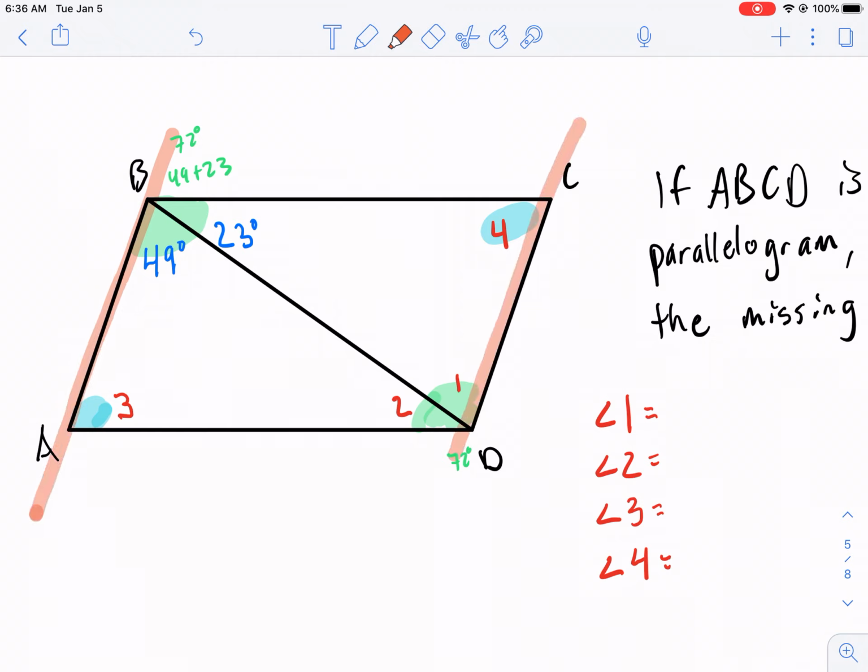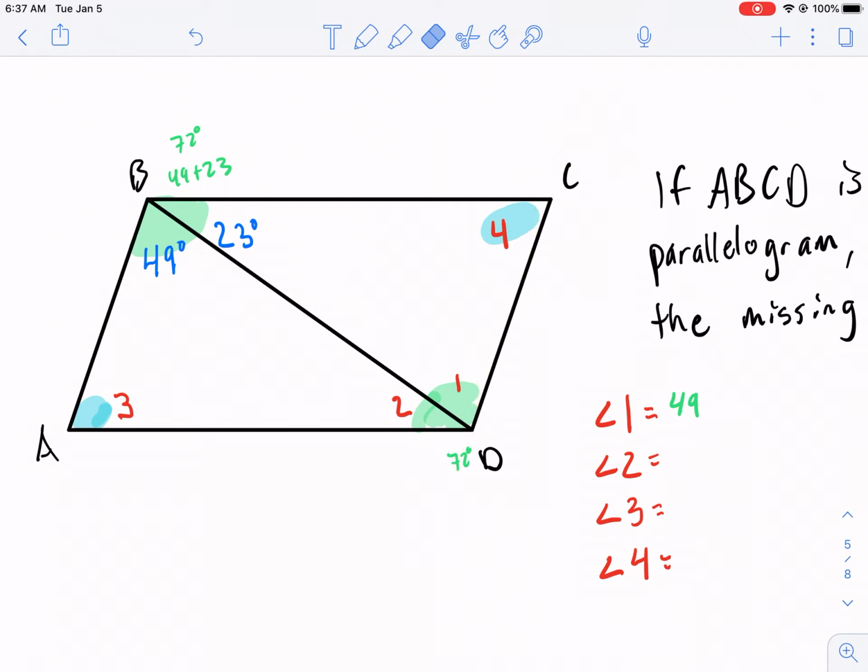If we draw these lines and extend them and extend this transversal through, now we have these angles here. If you remember from chapter 3, those are alternate interior angles. So that means angle 1 is also going to be 49. Then angle 2 is going to be equal to 23 because those are alternate interior angles also. Oh, no, that's actually wrong. Those wouldn't be alternate interior angles for those ones. I have to redraw this. Give me a second.